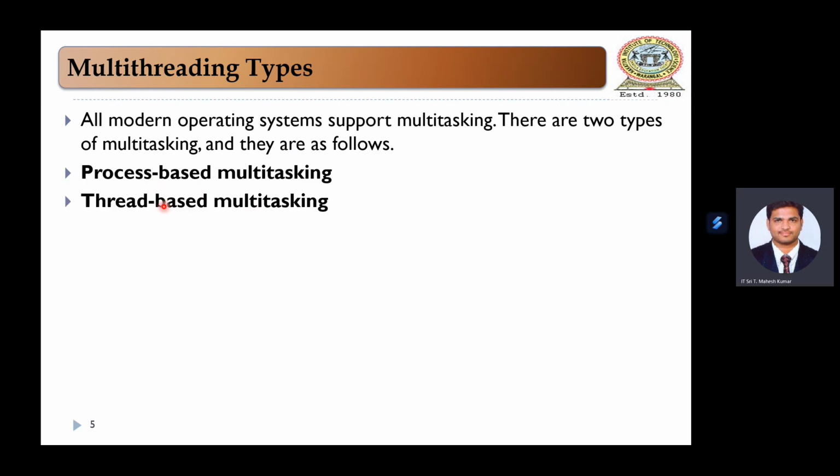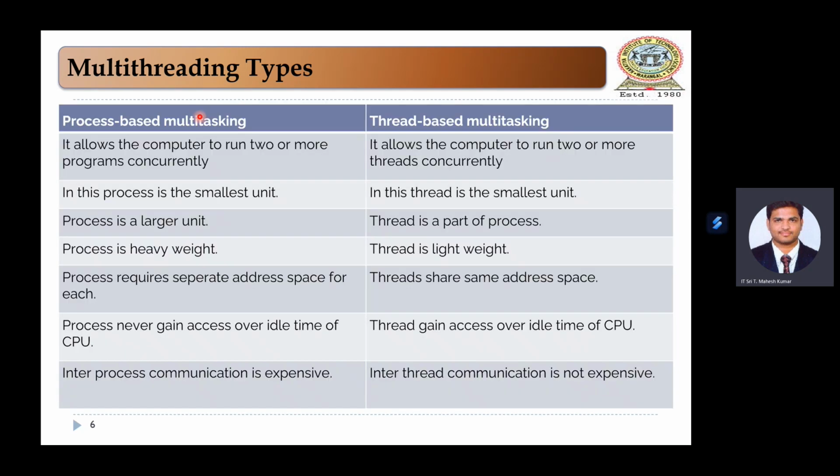We have two types of multi-threading: process-based as well as thread-based. This is the difference between process-based and thread-based. In process-based, it allows the computer to run two or more programs concurrently. And in thread-based, it allows the computer to run two or more threads concurrently, within the same program, whereas the other is two different programs. The process is the larger unit. It contains multiple threads, but here the thread is a part of a process.